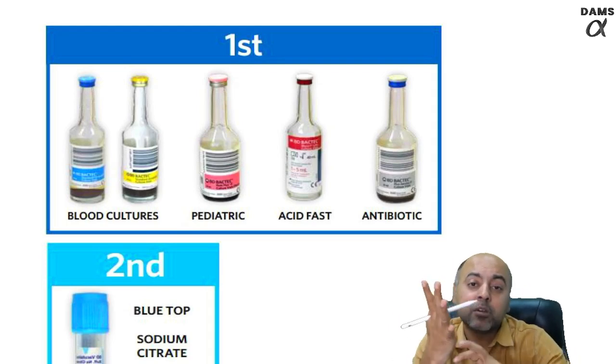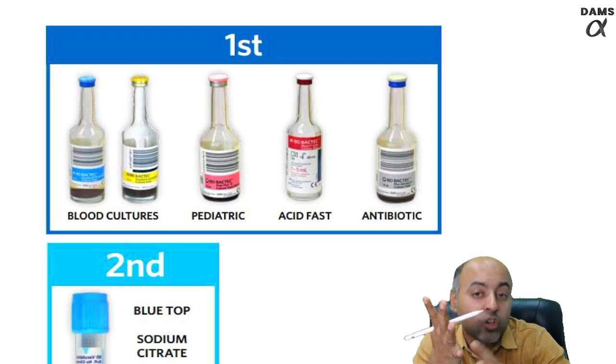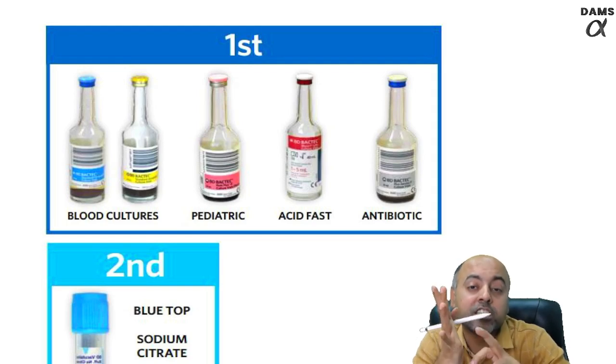Electrolytes are in serum. You get the serum in the red top or the gold top vial. Electrolytes you measure in the serum. Serum is obtained from the red top or the gold top vial.